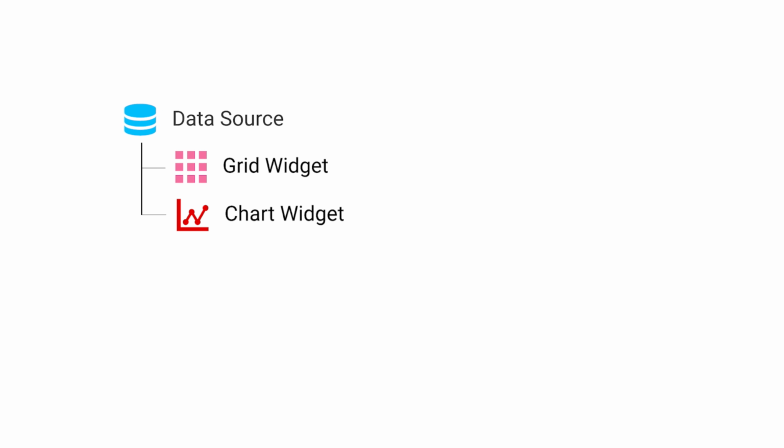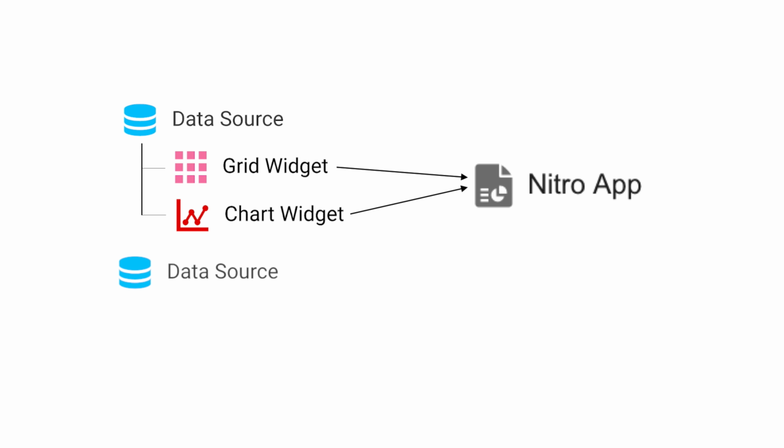You then take those widgets and you create them, or you lay them out into a Nitro app. I could put the two widgets left and right, top to bottom, put them in two different sections that the user can navigate between, etc. That's part of the app layout. You can also have multiple data sources and widgets going into the same application. They're the same Nitro app.